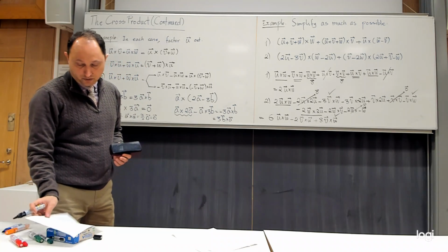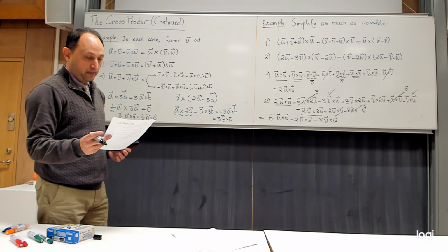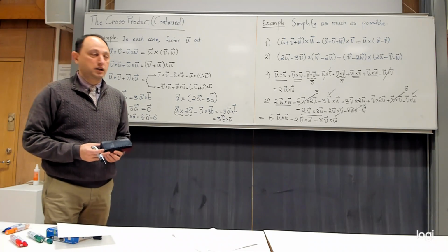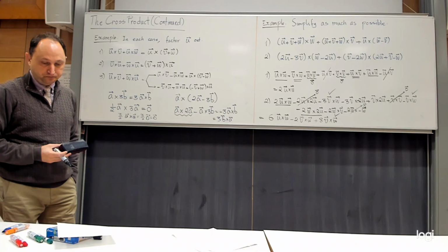Yeah, by the way, I have it here. So it is 6 U cross W minus 2 VW. Yes, that's correct. That is the answer. And you cannot simplify this more than that. Yes, you have to stop there.